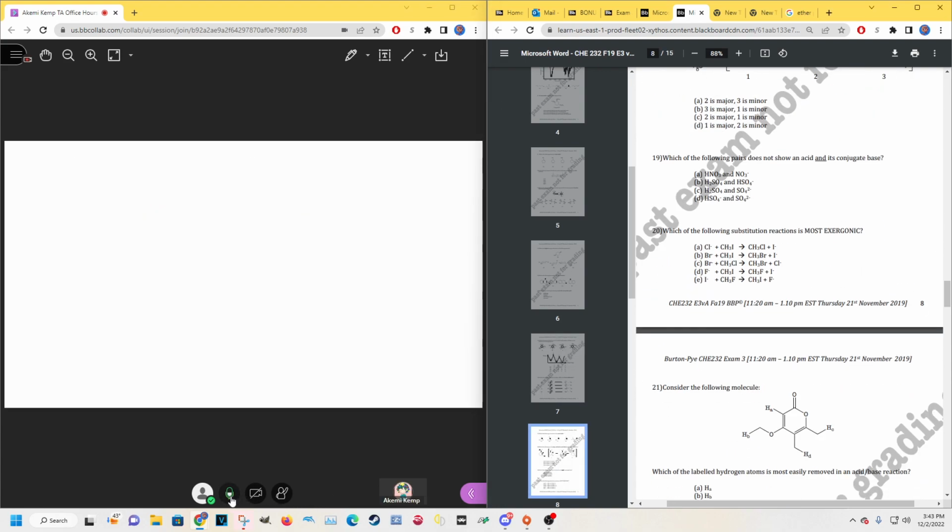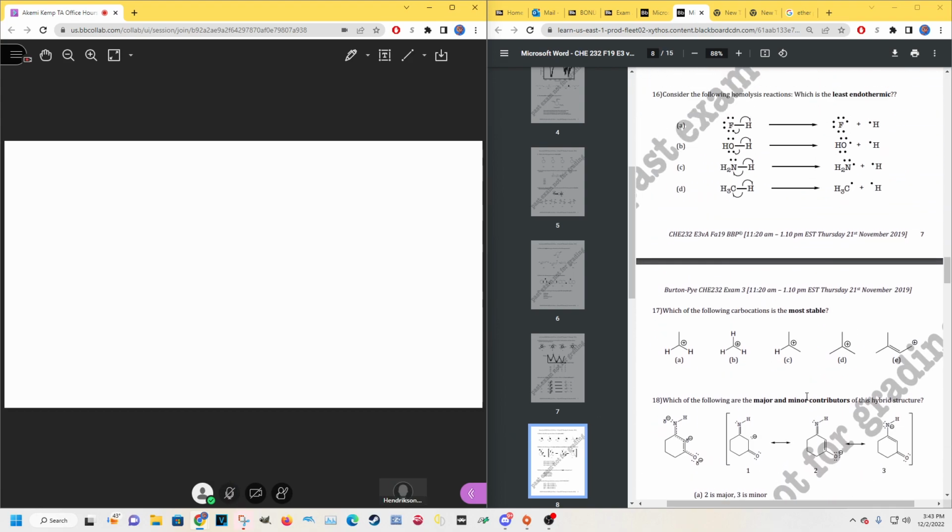I don't know how to do it. Number 16. I don't know how. 16. Yeah. So it says, consider the following homolysis reaction. So that's when the pi bond breaks and both electrons are shared equally back to the 2 atoms that the electrons came from, instead of 2 going to 1. So consider the following homolysis reaction, which is least endothermic.